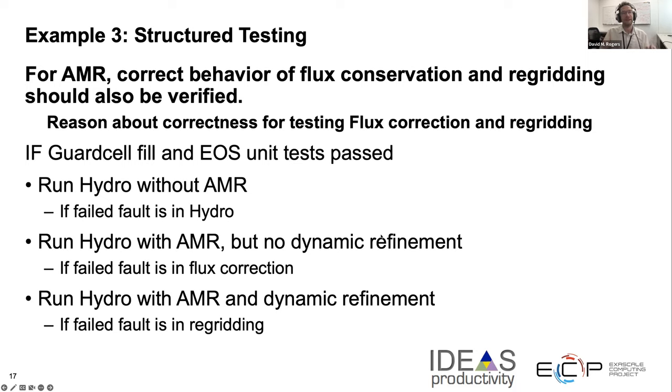If you structure the tests in such a way that you run one step at a time and only add one new component, for example, you run the hydro code without the AMR, you can isolate the fault to the hydro code if you see a fault. Now you can add AMR on top of that, which will tell you whether or not the fault is in AMR but not in hydro. And then finally, dynamic refinement on top of these three things would tell you that a failure at this point is due to regridding. This kind of stepwise testing framework is a great way to build up layers of complexity.